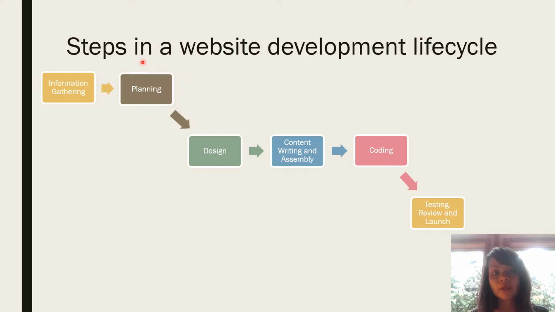Then you go into planning, which is what we're going to learn about in more detail in this class. Then you go into design, also another step we're going to take in this class. Then it goes through content writing and assembly. We're not going to quite come up with the content ourselves in this class, but it's important to know that this is the path that a web design team would take to get to the coding. So the coding is what we jumped right into in this course, the HTML and the CSS.